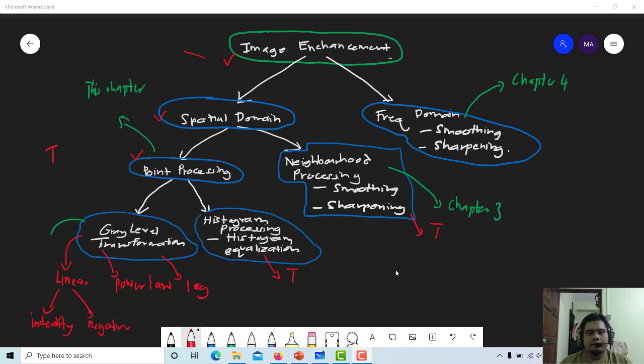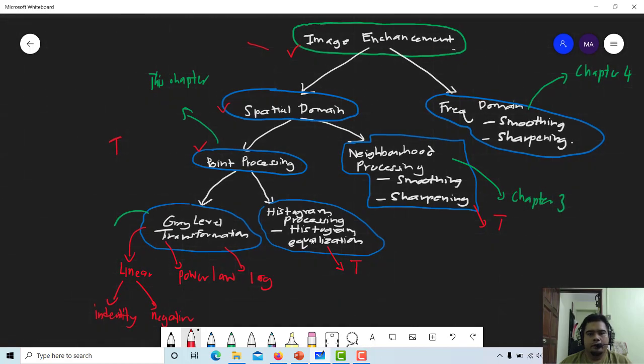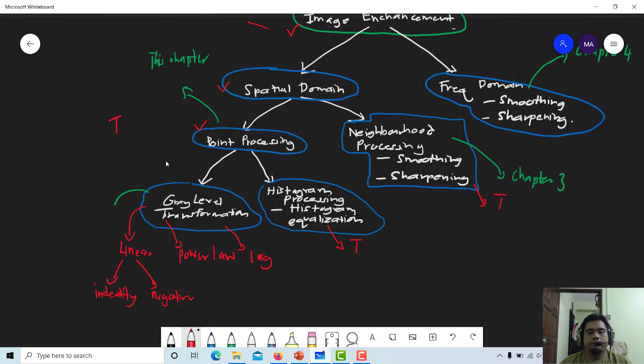Okay, so far we have discovered point processing. We already covered the basic transformation functions, which fall under this category: the linear transformation function, the power law transformation function, the logarithmic transformation function, as well as piecewise linear transformation functions.